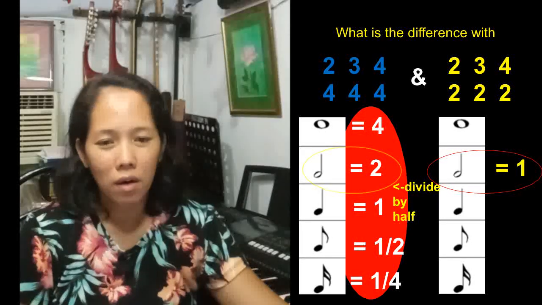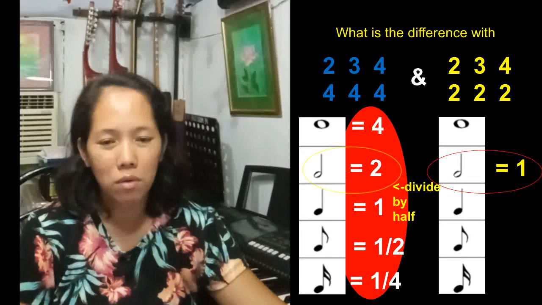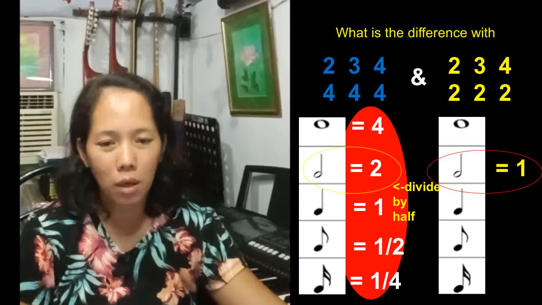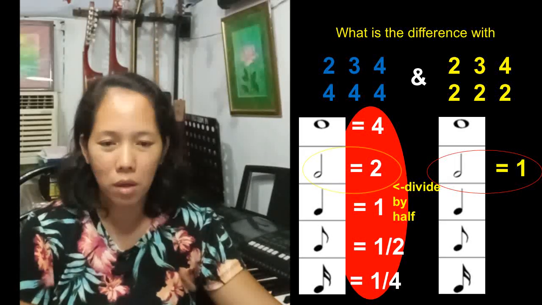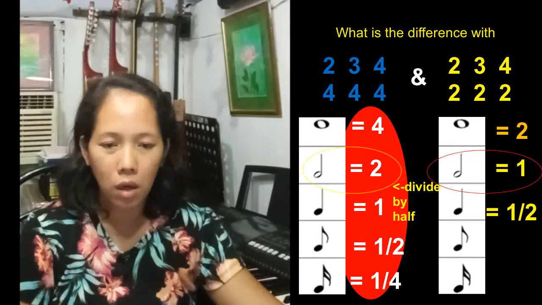So this one now, from 4 it will only become 2, and this one from 1 it will only become 1/2, and this one will become 1/4, and this will become 1/8.